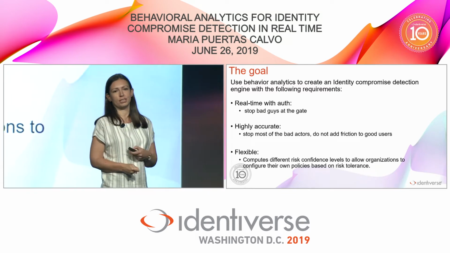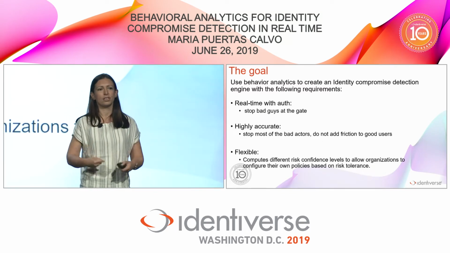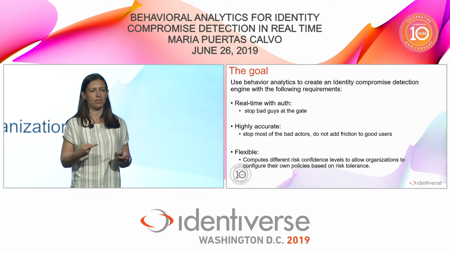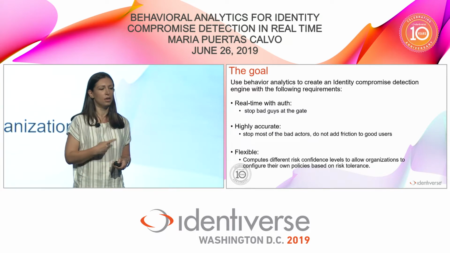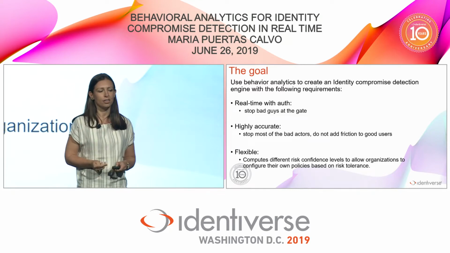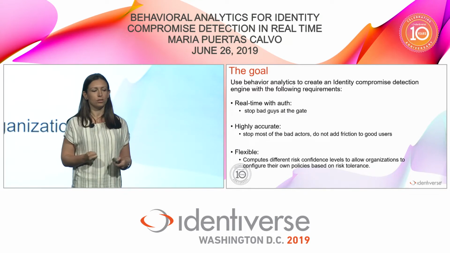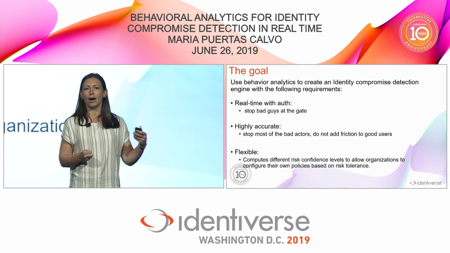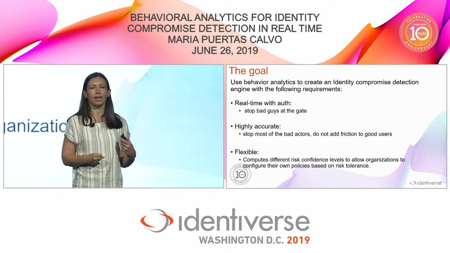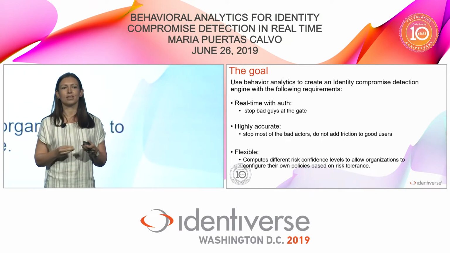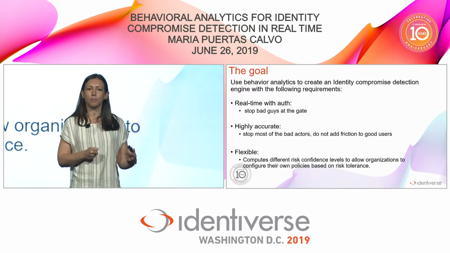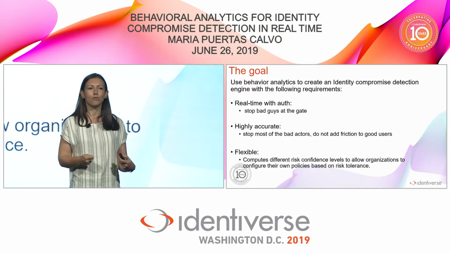So what's the goal of this system then? We have said that we want to use behavior analytics to create a compromise detection, but also real-time, because it's extremely important to do it at the time of authentication so we can actually stop the bad guys. We have to make it highly accurate because we know that both the false positive and false negative errors are really bad, and we don't want to add friction to the users, and at the same time, we don't want to miss the attackers. But finally, we also have to make it flexible. We have to say that there are different risk confidence levels that can go into the adaptive authentication engine, so organizations can set policies based on the risk level that they're comfortable with.